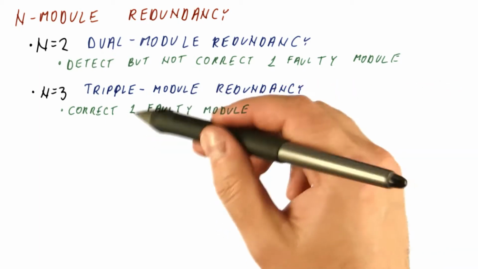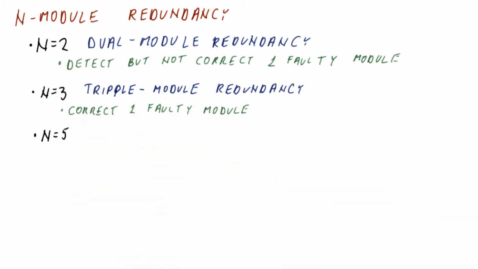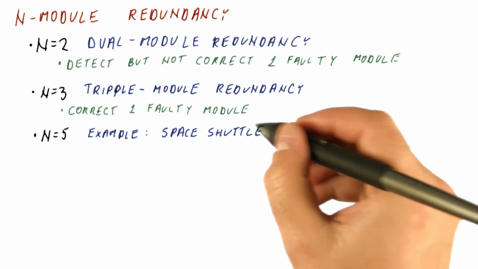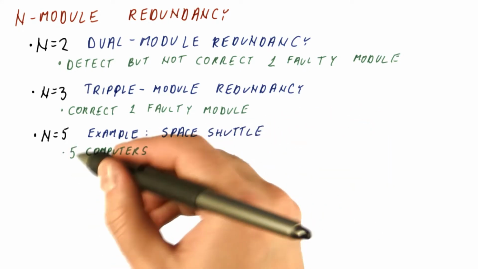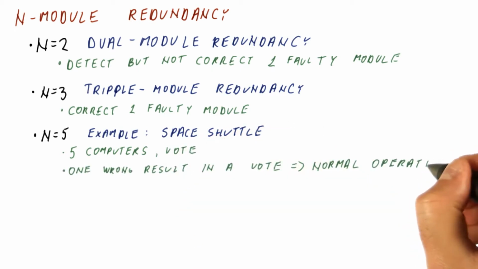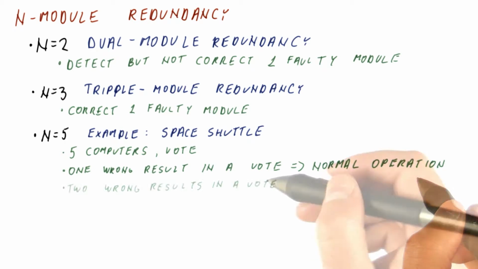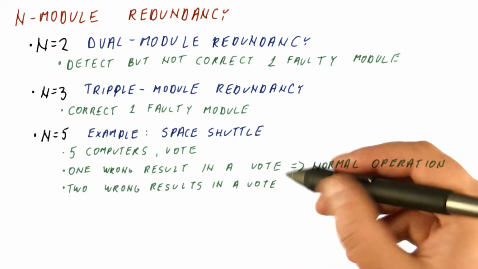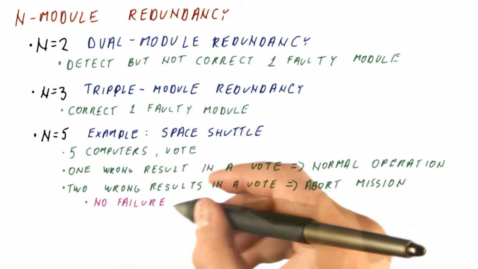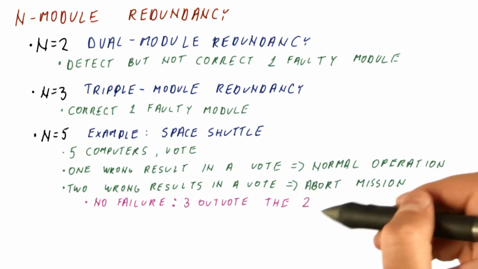faulty one is producing. We also have examples when n is equal to 5, and that would be called 5-module redundancy. A good example for that is the space shuttle. It has 5 computers that are doing the same thing, and then they vote. If we get one wrong result in a vote, we just continue normal operation of the space shuttle. If we get 2 wrong results in a vote, the mission would be aborted, but there is still no failure because the 3 correct results are still outvoting the 2 bad ones.